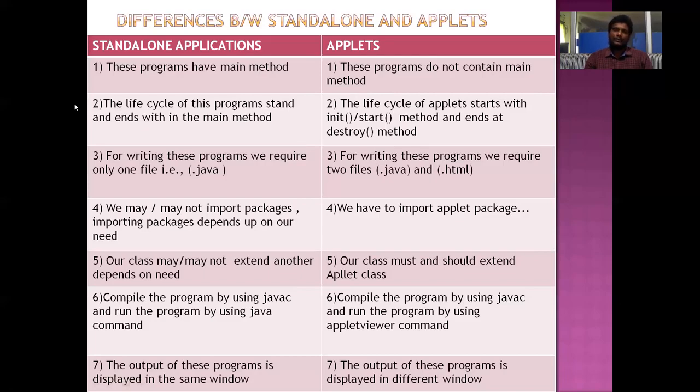So the applet programs are one type of Java programs, and these will run on web browsers. So we need to have two files in order to run these applet programs. The first one is the .java file, and the second one is the .html file. The .java file will deal with the Java code. The .html file will deal with running the program on a web browser. And the fourth one: while writing standalone applications, for example, I want to take some runtime inputs.